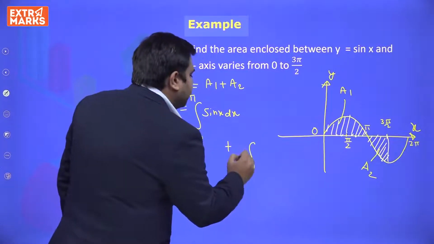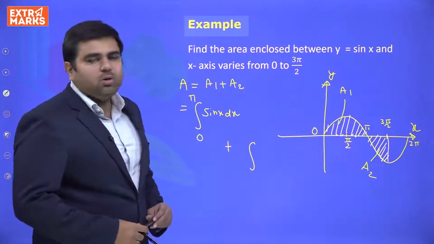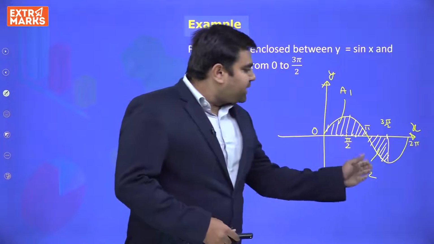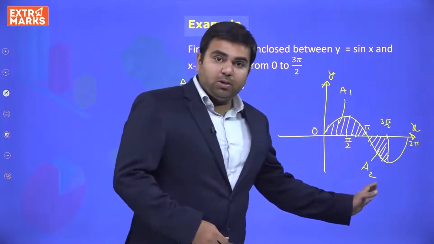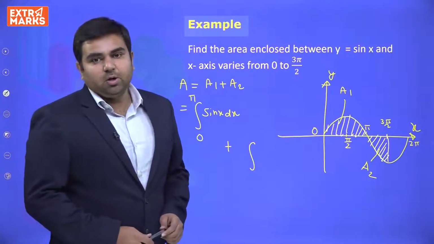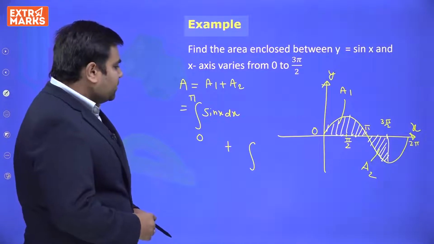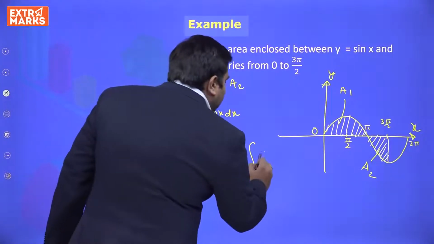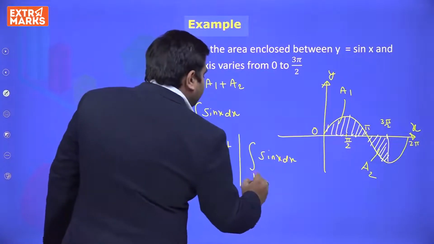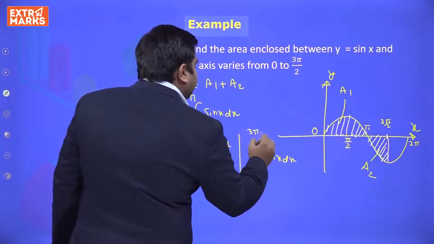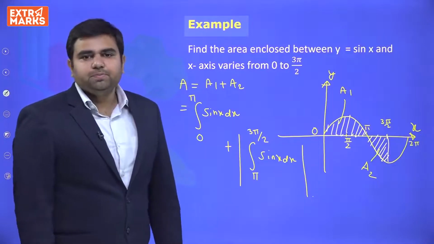So in order to calculate A2, I need to apply modulus. Why do I need to apply modulus? Because this sin x is going below the x-axis. Since sin x is going below the x-axis, there is a need for the application of modulus over here, right? So let's apply modulus: modulus of the integration of sin x dx between pi to 3 pi by 2. Are you getting this point?